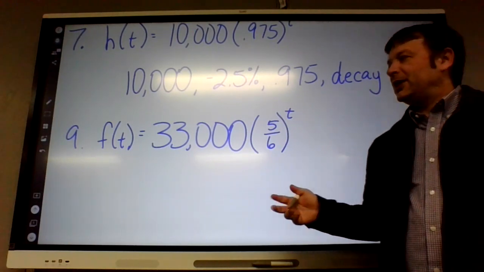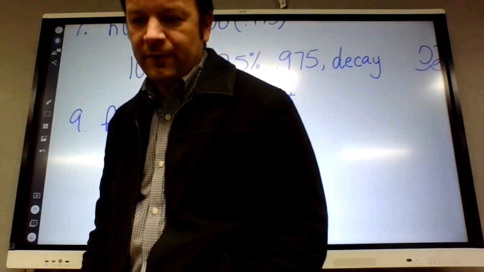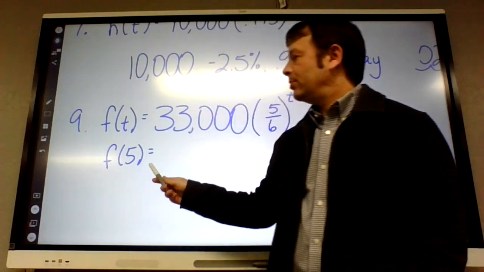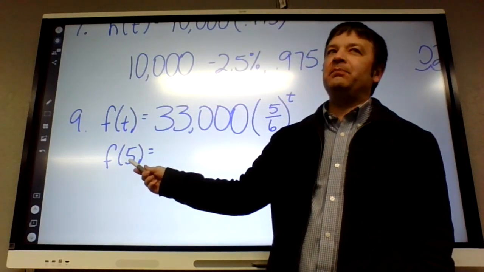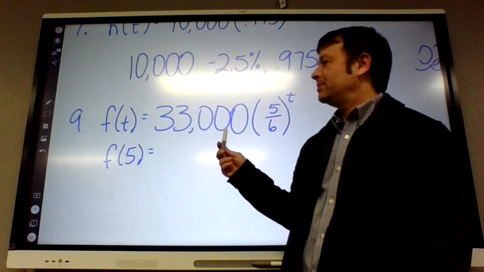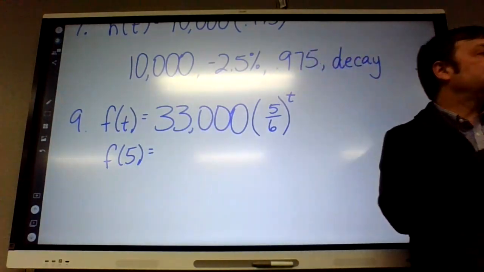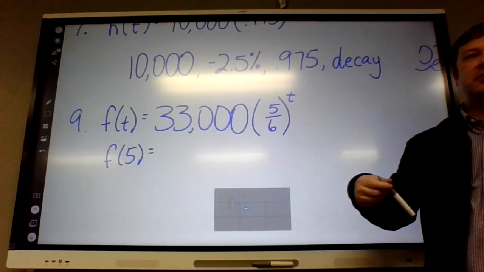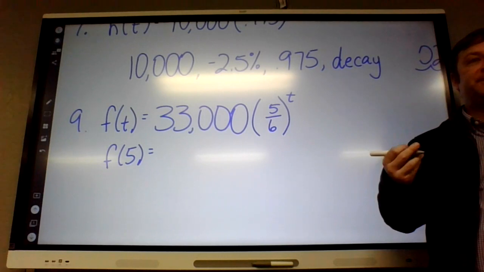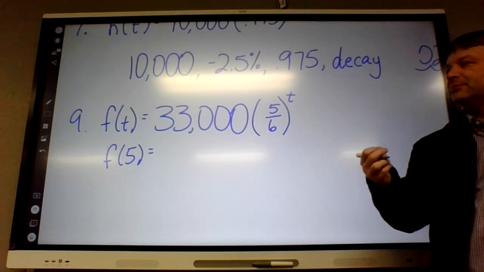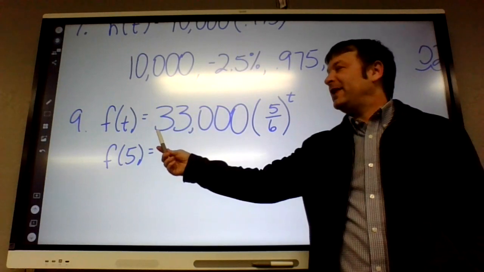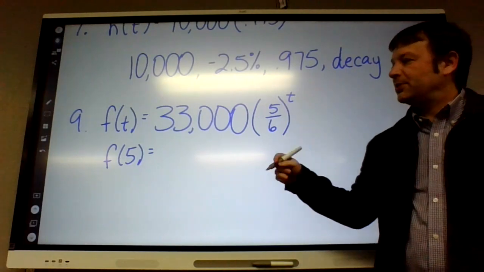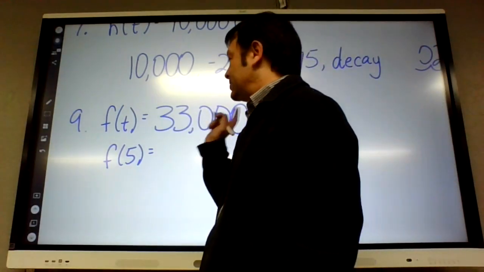But then if you keep reading the directions, it says find f of 5 and f of 12. Well, what does f of 5 mean in context of this problem? Okay, you plug in 5 for t, but what does it mean? What does that tell us? 5 years what? Okay, it tells us the value of this car after 5 years. So you just need to plug in 5 for t and that will give it.